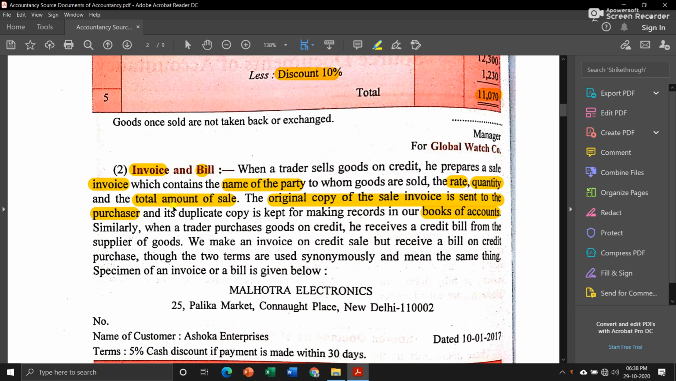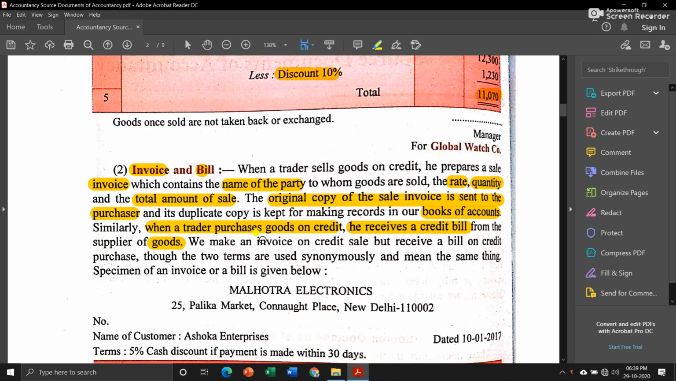Okay, now this was about invoice. Now let us see what is meant by bill. When a trader purchases goods on credit, suppose, imagine you are the owner of your business and you have purchased some goods on credit from a supplier, then in that case you will receive a credit bill from the supplier. The supplier will give you a credit bill, and that is your source document for credit purchase.